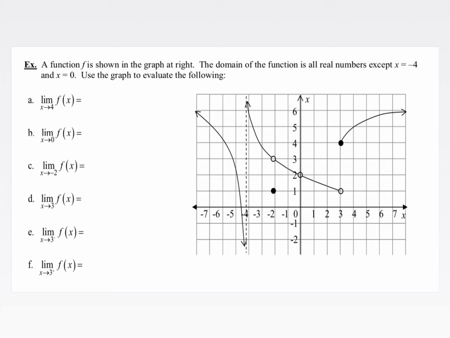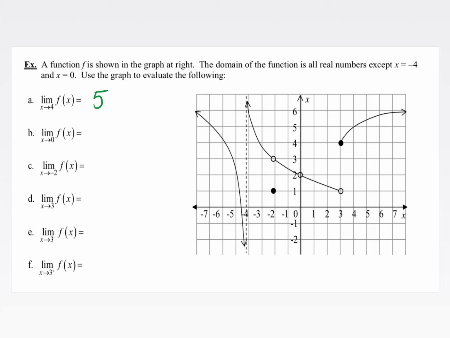Okay, now let's try with a graph. So here we have a function f shown on the graph. The domain is all real numbers except x equals -4 and x equals 0. We're asked to use the graph to evaluate the following. So we're asked to evaluate the limit as x approaches 4 of f of x. So we want to look at our graph at 4. Here is 4. If we go up on our graph, we have a point right here at 5. So the limit as x approaches 4 of f of x is 5.